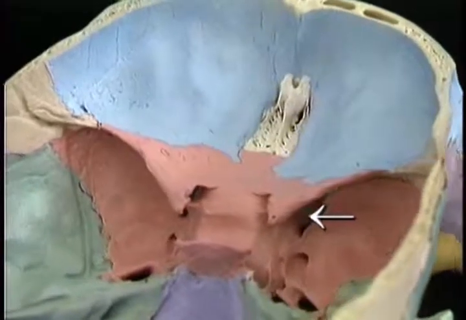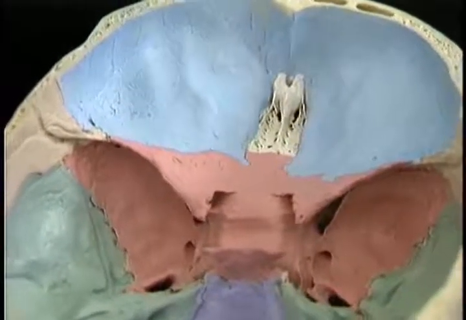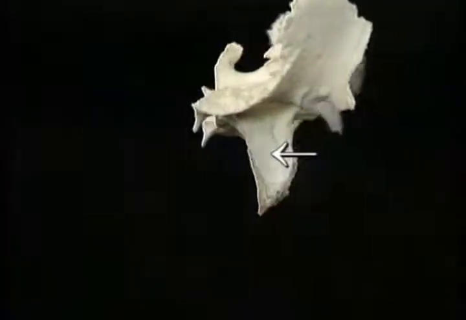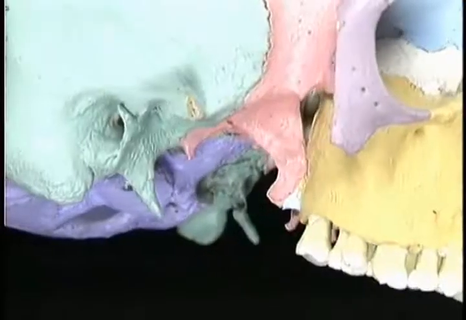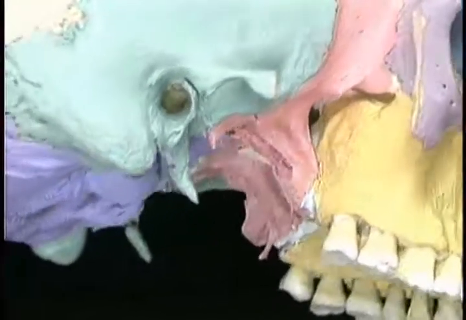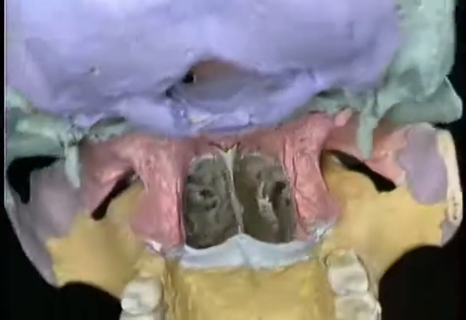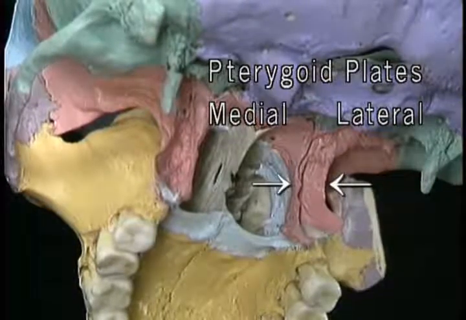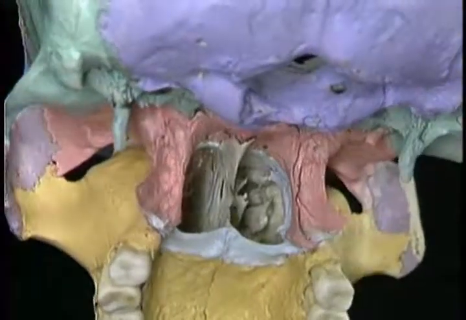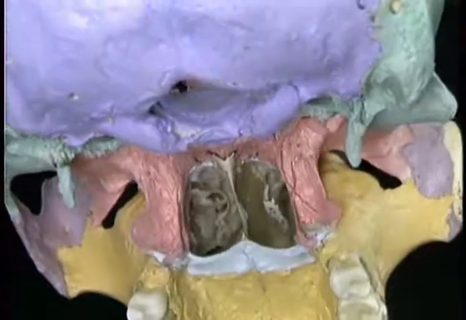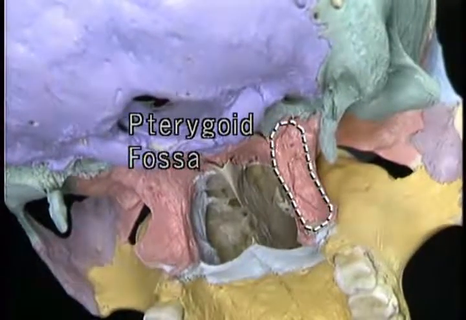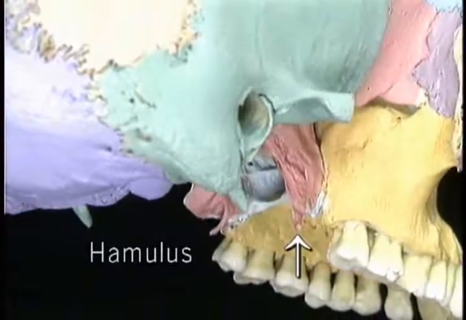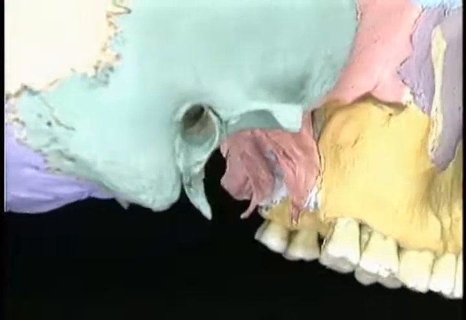Here's the superior orbital fissure from the inside. We'll get a better look at it in a minute. The pterygoid process of the sphenoid bone projects downward behind the maxilla. The pterygoid process includes the lateral and medial pterygoid plates, which are the attachments for some important muscles that we'll see later. This hollow between the pterygoid plates is the pterygoid fossa. This little hook is the pterygoid hamulus. It's a pulley, as we'll see later.